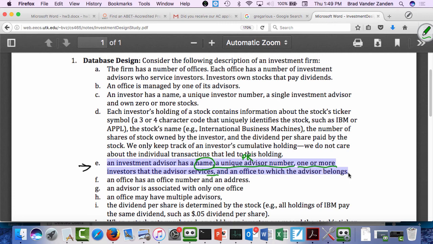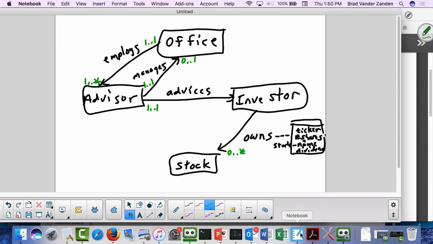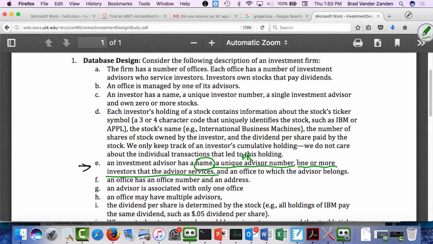One or more investors that the advisor services. Okay, remember it was ambiguous, advisors who service investors. But now we have figured out that really an investor has a single investment advisor. And now we find out that an investment advisor has one or more advisees. So we can label the other side of this as advises, one to many investors. It explicitly says one or more, so that's the participation, that's the cardinality.